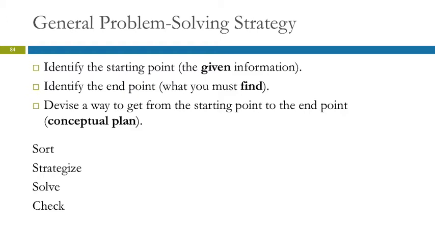So now I know where I am, and I look on the map, I find Starbucks, and then I figure out, how am I going to get there? There's more than one way to get there. Some are longer, some are shorter ways. But there's multiple ways to get there. So I call that a path. The book calls it a conceptual plan.